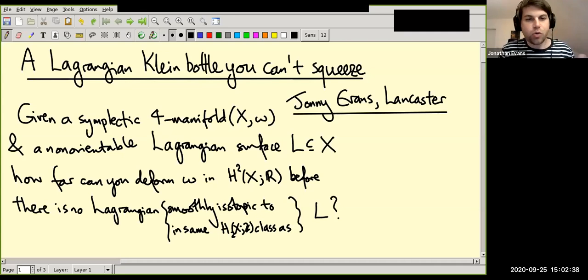before you find that there's no Lagrangian either smoothly isotopic to L, or maybe in the same Z mod 2 homology class as L? In other words, how far can you deform ω before L disappears? For a start, why am I focusing on non-orientable things here?